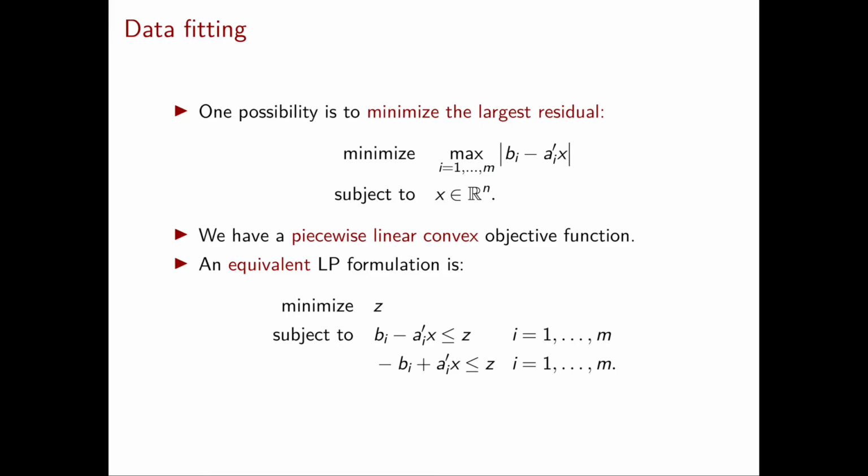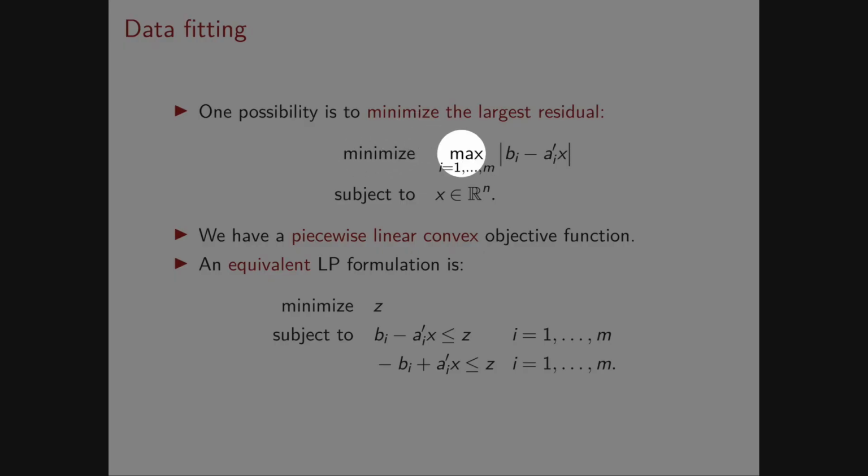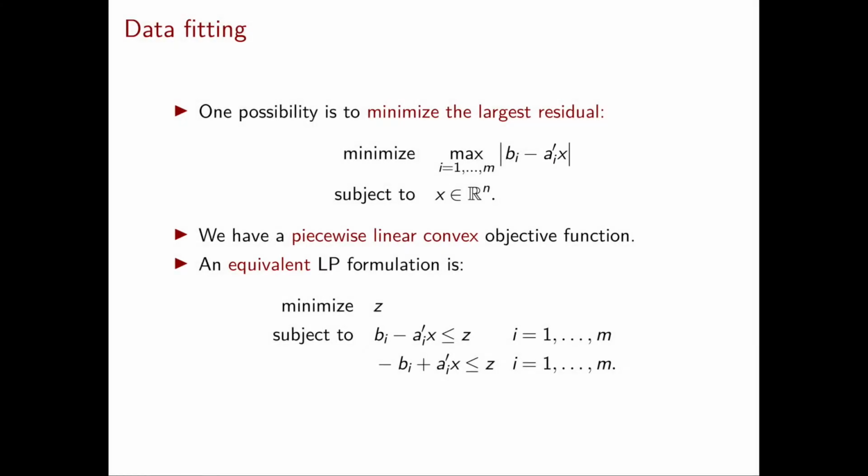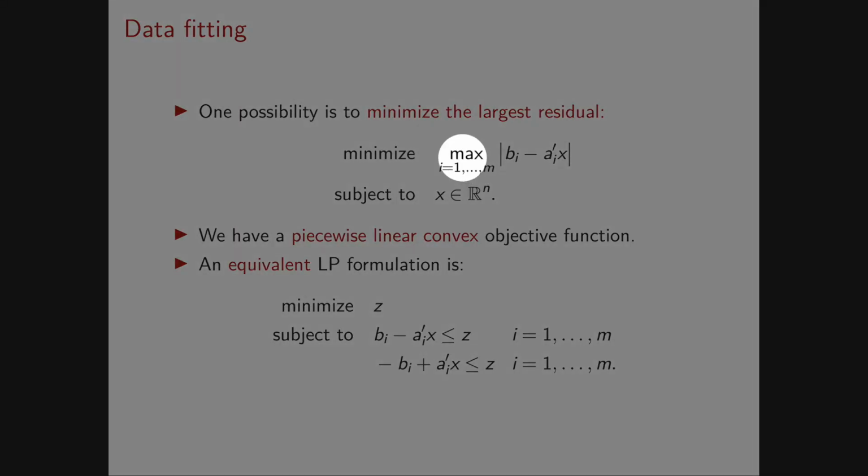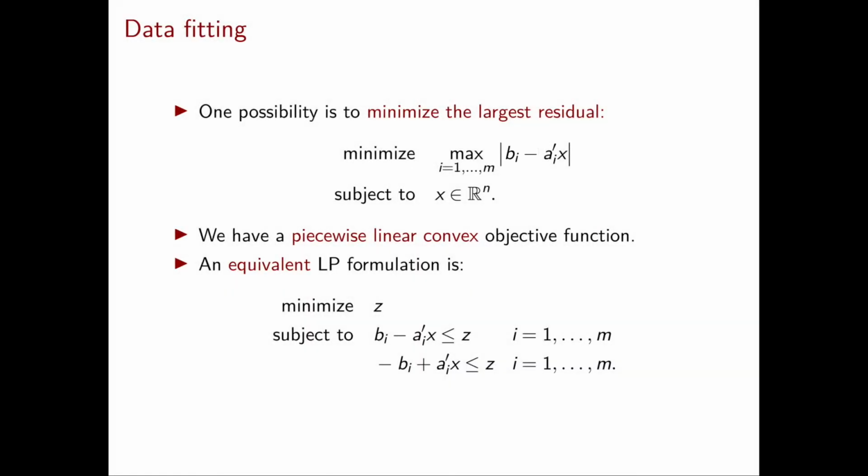And this is exactly a problem of the form that we have just seen. We are minimizing a piecewise linear convex objective function. In fact, this is the maximum of the 2m functions, which are bi minus ai transpose x and ai transpose x minus bi, because each absolute value is the maximum of these two functions. So we can immediately write a linear programming formulation for this problem.